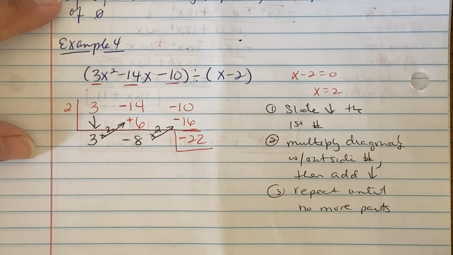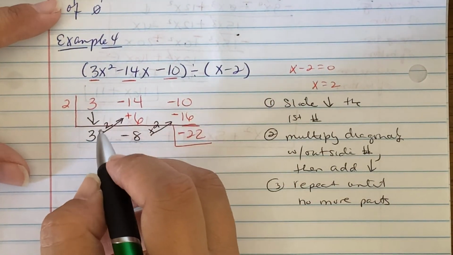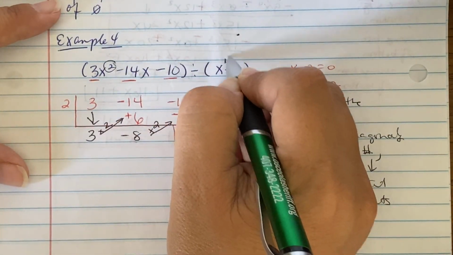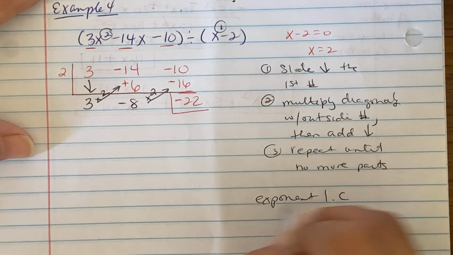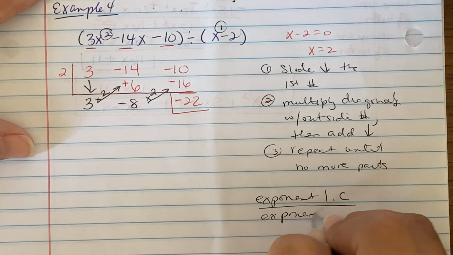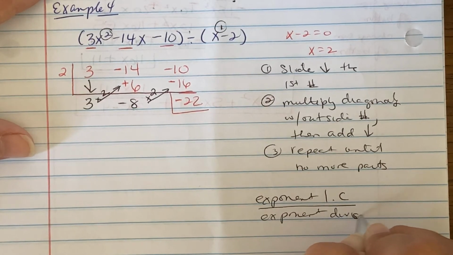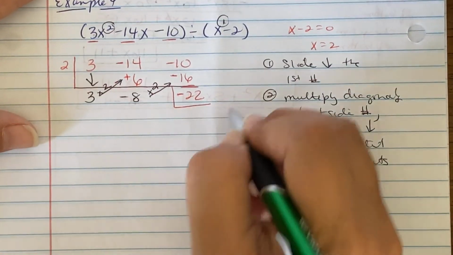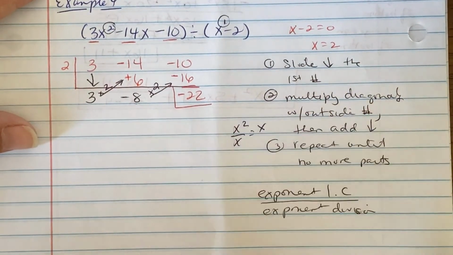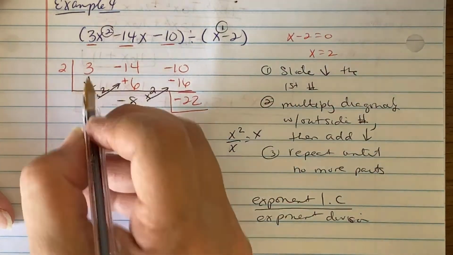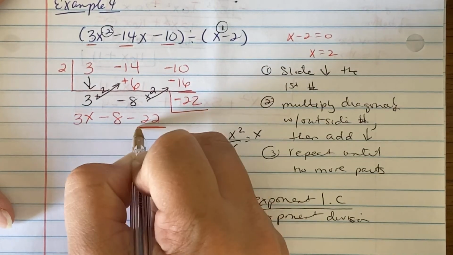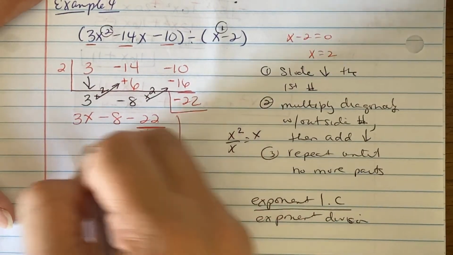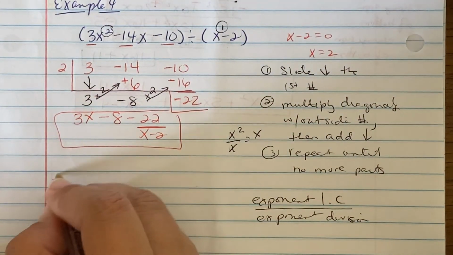Now comes the variable pieces. So let's look at what we started out with. We had a power of 2, and we were dividing by a power of 1. So the exponent of the leading coefficient divided by the exponent of the divisor leaves us with, we see x squared divided by x, it means plain x. So this 3 has a plain x, minus 8. And then minus 22 divided by what we were dividing by, x minus 2. There's your answer.